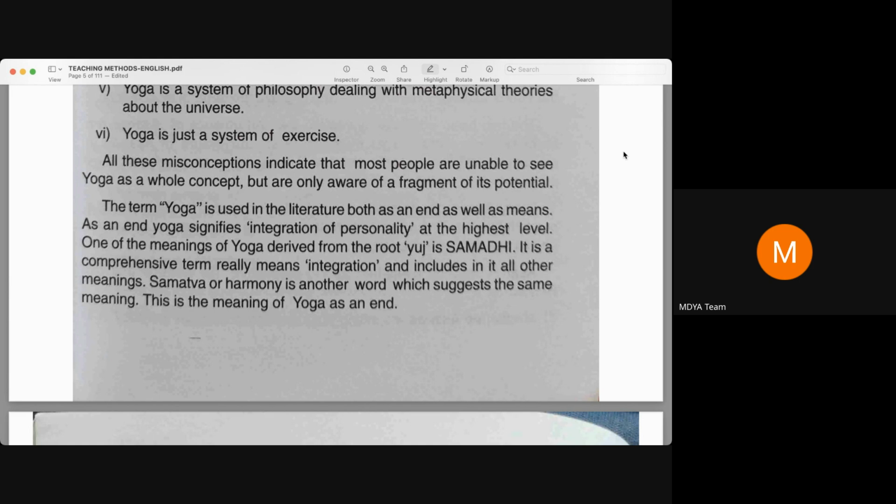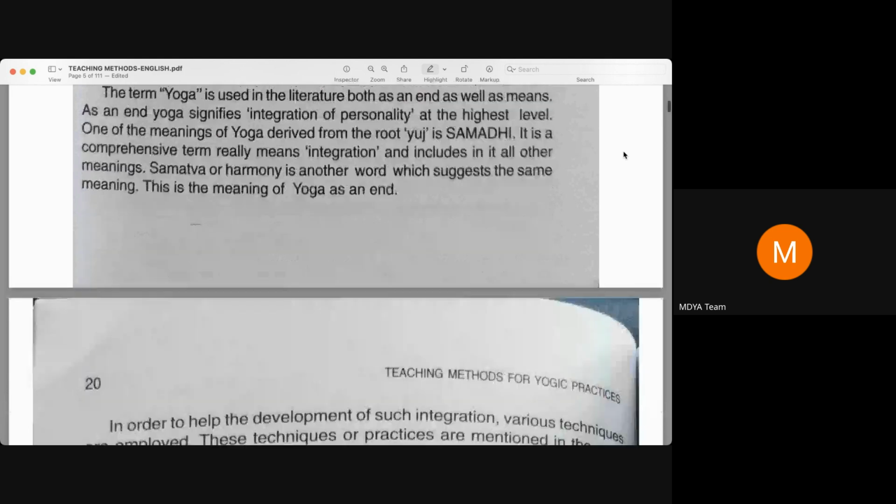So samatva, or harmony, is another word. Again, it is a form of integration: samatva, or harmony, between all the factors, between all the panch tattvas, all right, between the shashti and yourself. Which suggests the same meaning. So, this is the meaning of yoga.